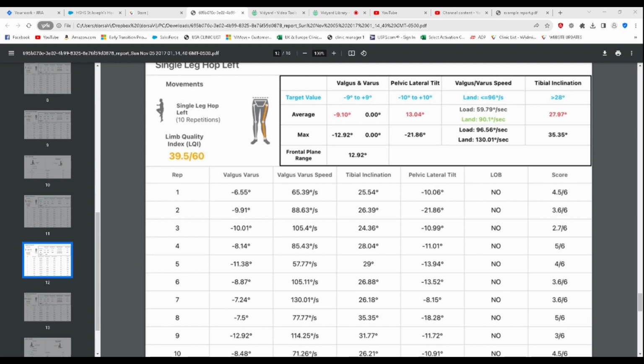The target value for tibial inclination is 28 degrees or more. Tibial inclination measures how far the knee is translating forward, or I think of how the subject is cushioning their landing. The subject scored on average 27.97 degrees of tibial inclination, highlighting the number red because it is just outside the target value. There are a few reasons why you could see a low number for tibial inclination.